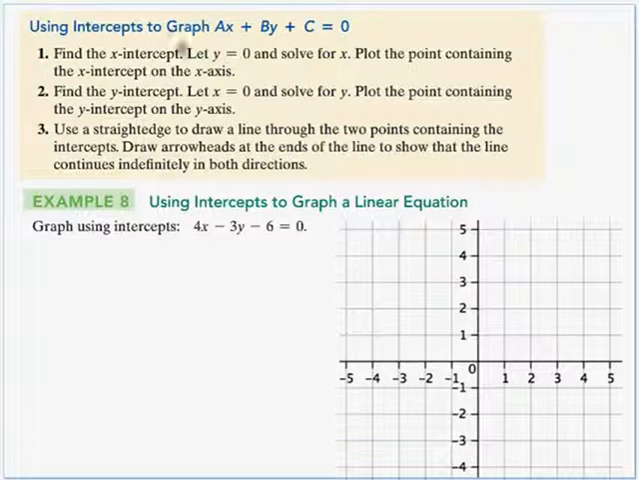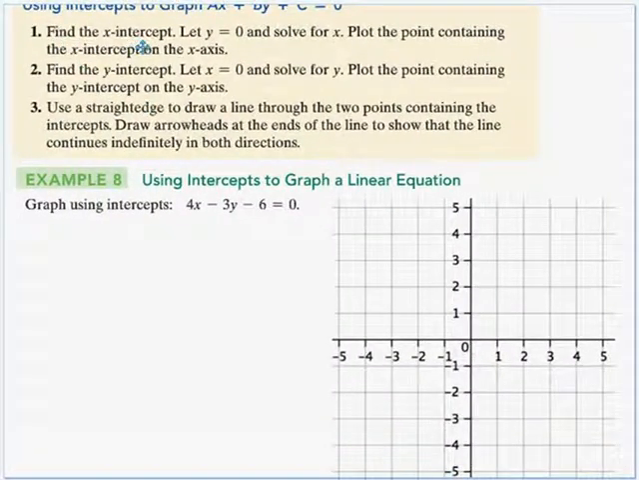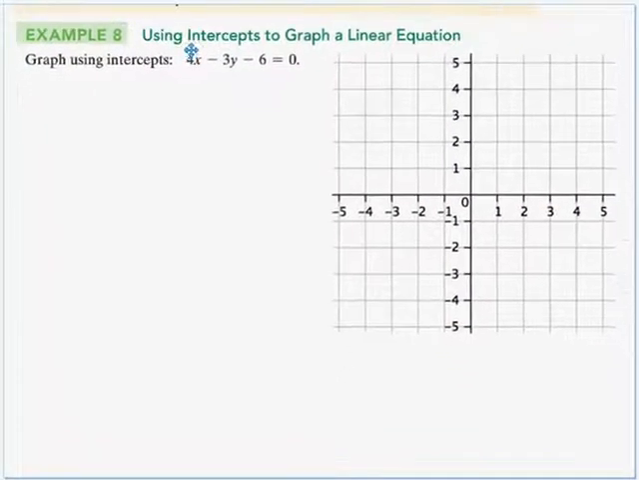All right, another method to graph a function is to find the intercepts, and that's just where we cross the x and the y-axis. So to find the x-intercept, we let y equal 0 and solve for x. To find the y-intercept, we let x equal 0 and solve for y. And that way we'll have a point on each axis, and once we have a point on each axis, we've got 2 points, and we can connect the dots and draw our straight line.